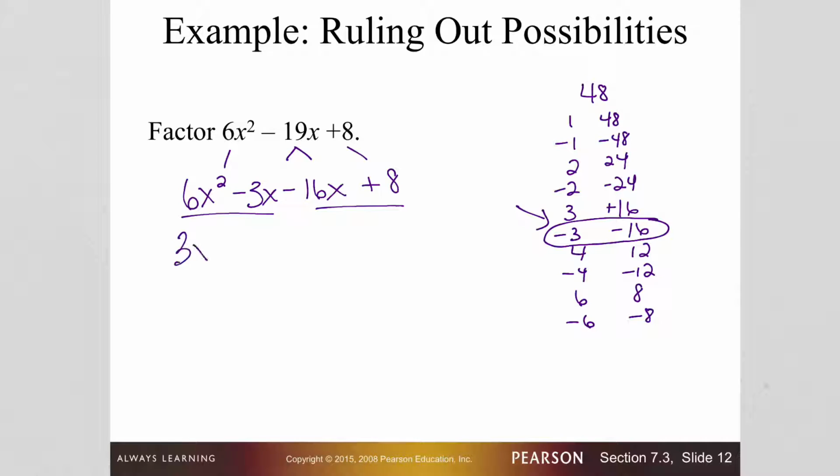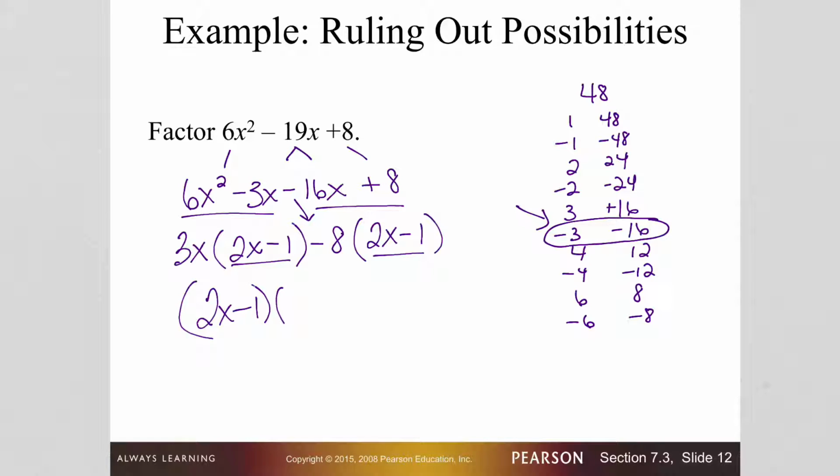So I'm going to factor out a 3x here. 3x times 2x will give you 6x squared. 3x times a negative 1 will give you negative 3x. I'm going to bring down this minus sign. And I've got 2x minus 1 there. Look at that, those guys match. That's good. So now I'm going to factor out 2x minus 1, and 3x minus 8 is what I'm left with. And this is done.